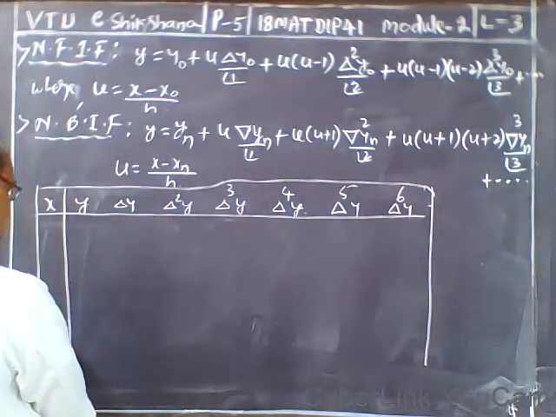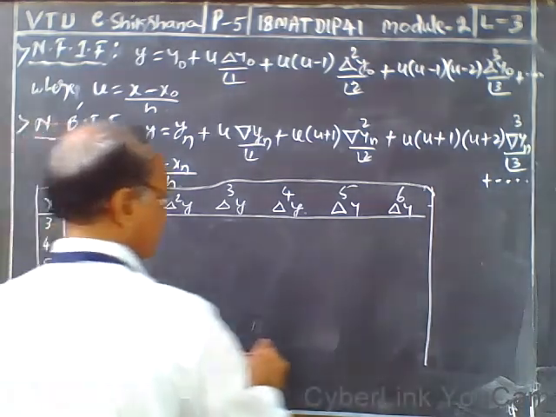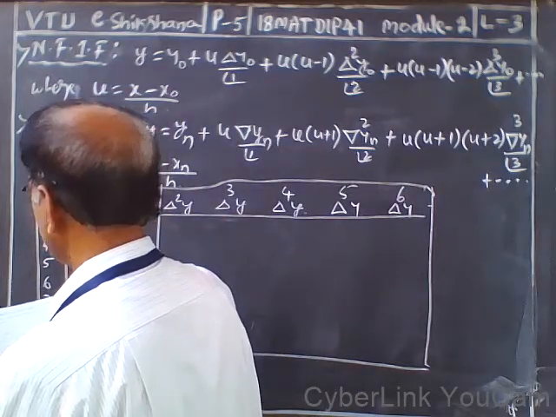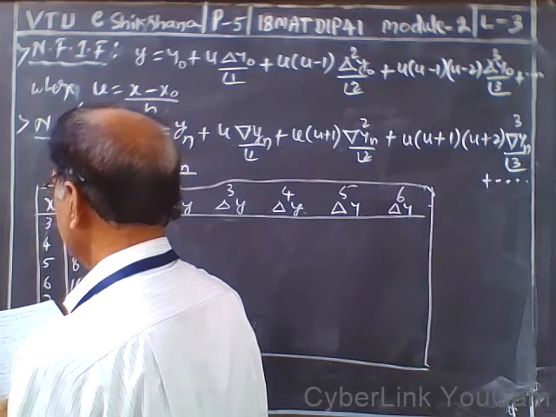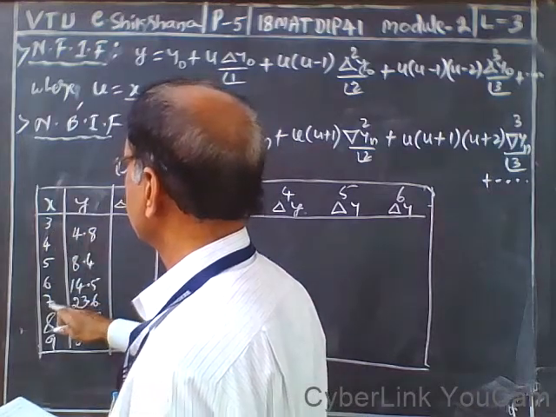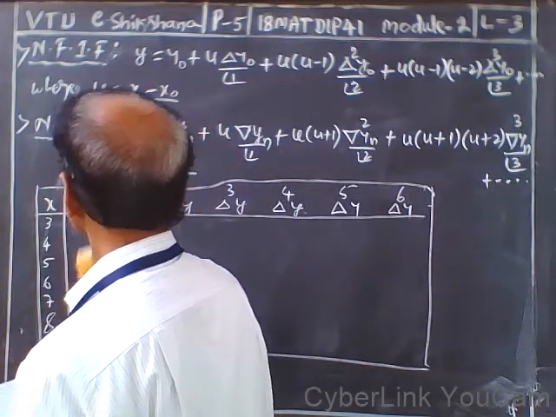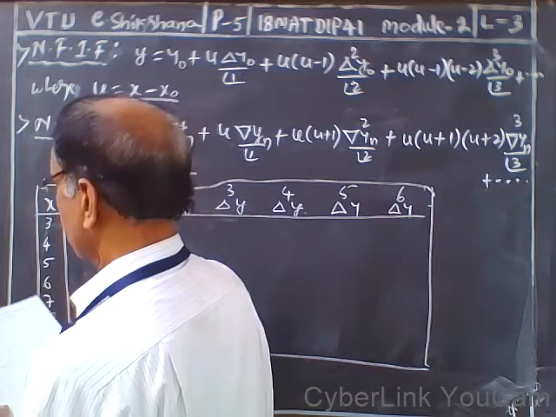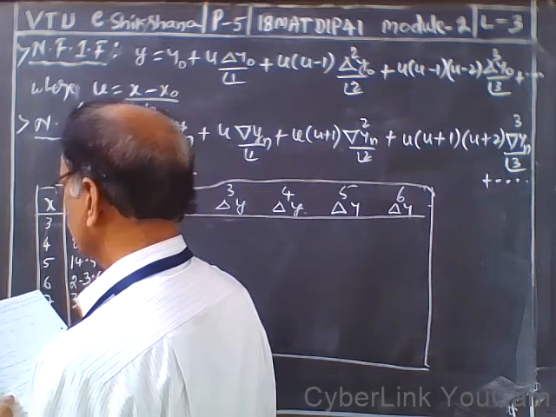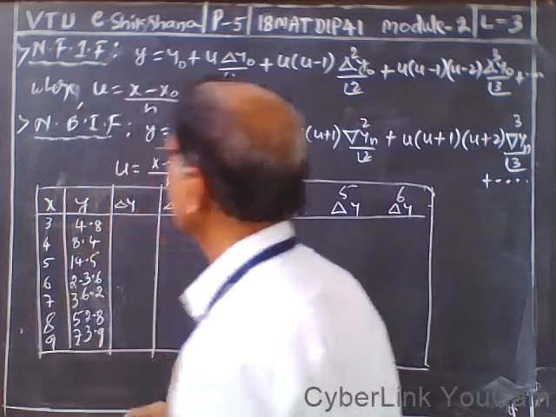Then as it is, you enter the given x values 3, 4, 5, 6, 7, 8, 9. Then the y values are given like this: 4.8, 8.4, 14.5, 23.6, 36.2, 52.8, 73.9. These are the values.